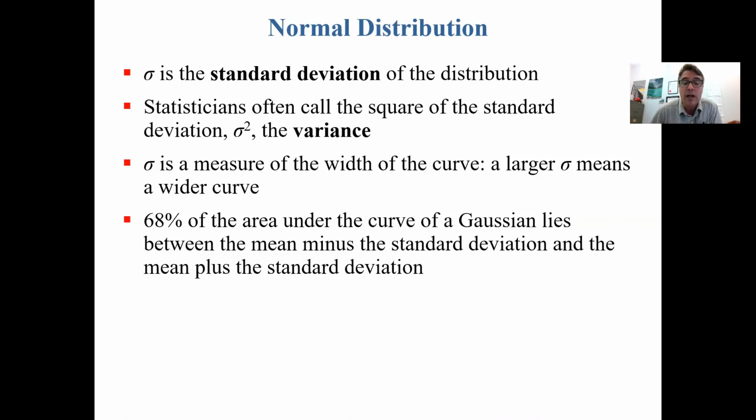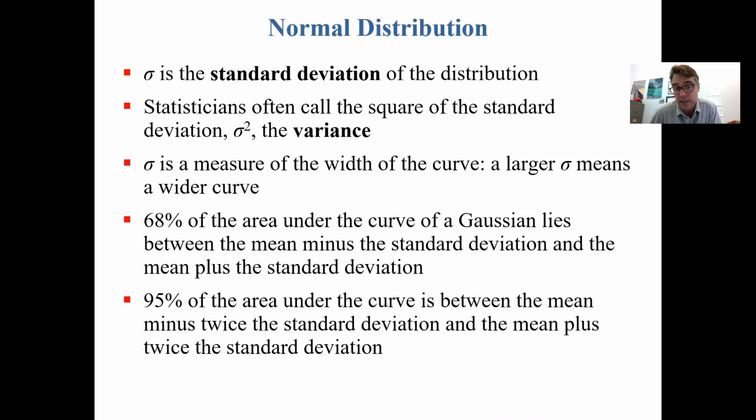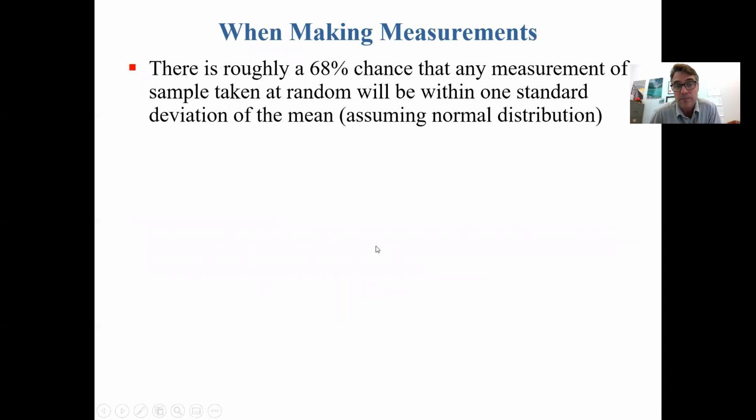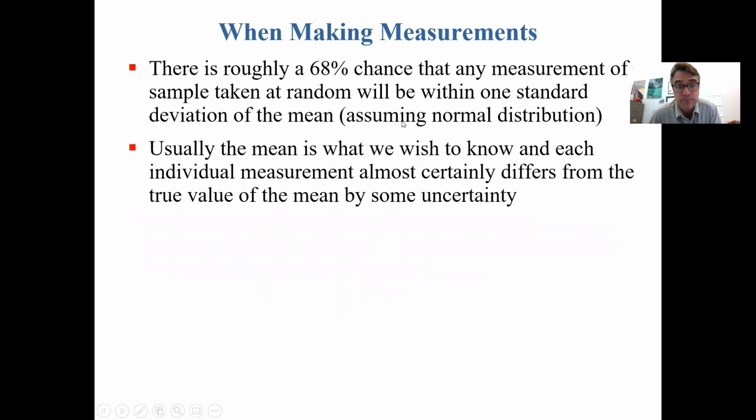68% of the area under the curve of a Gaussian lies between the mean minus the standard deviation and the mean plus the standard deviation. And 95% of the area under the curve is between the mean minus twice the standard deviation and the mean plus twice the standard deviation. So when making measurements, there's a roughly 68% chance that any measurement of a sample taken at random will be within 1 standard deviation of the mean, assuming that you have a normal distribution.